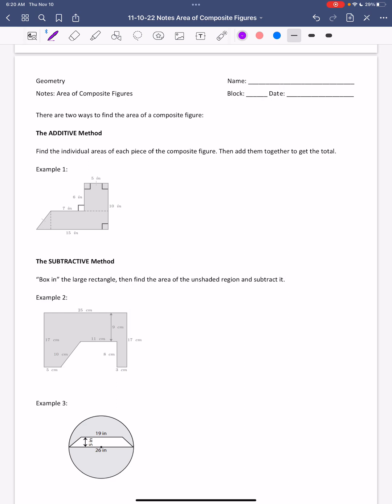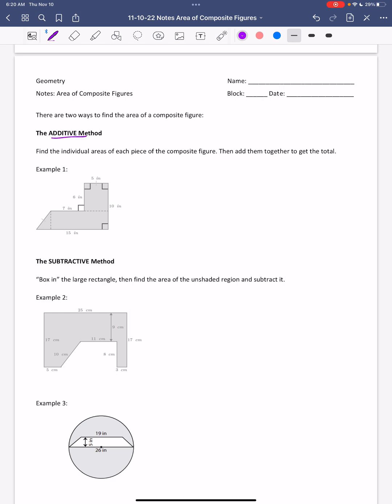You're going to have an additive method, and then you're going to have a subtracted method. Whenever I went over the review, whenever you're going to try and find this, you're going to try and find the areas of the shapes you know, and then you're going to add them together. So that's what the additive method is.